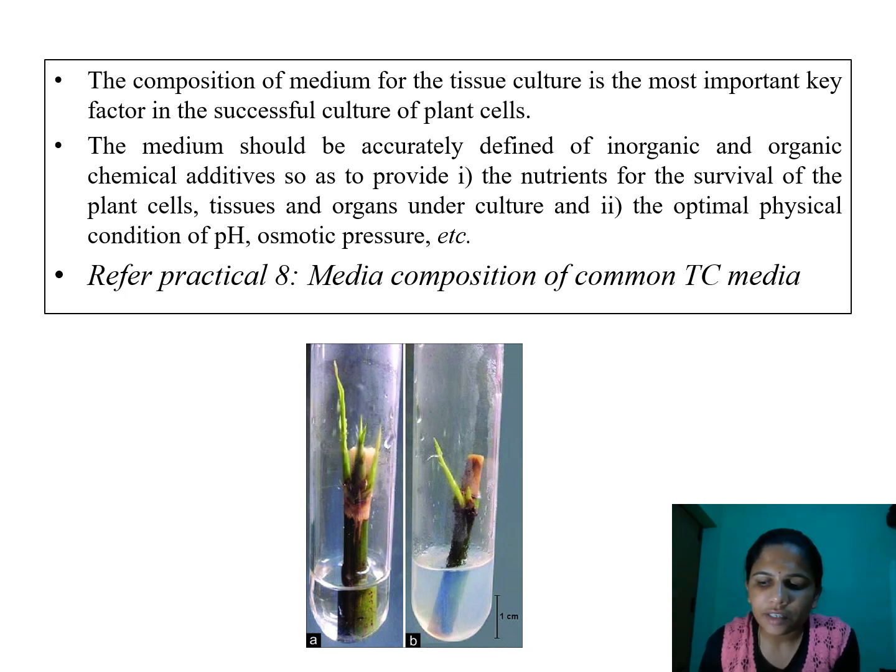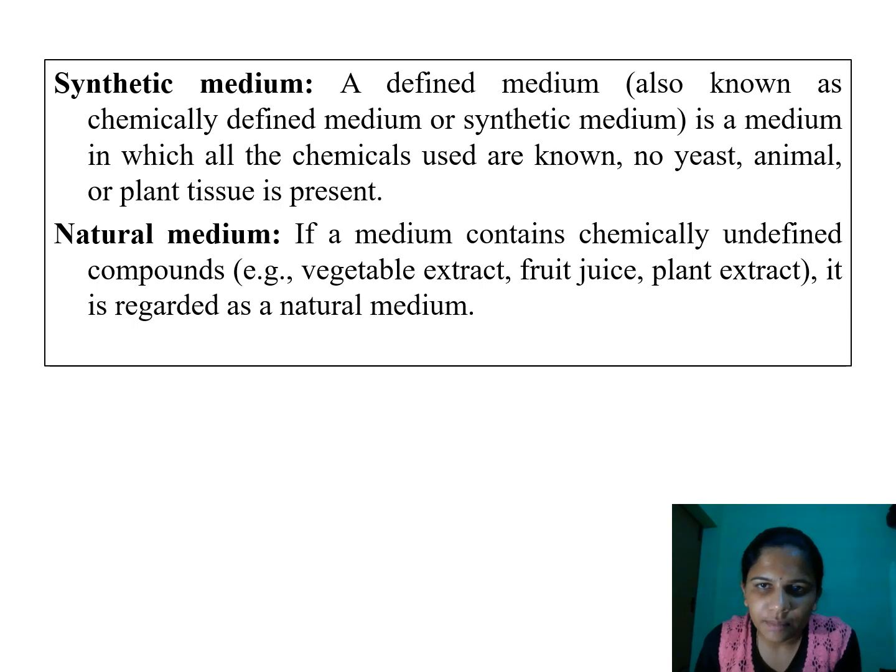So here we will see what is synthetic medium and what is natural medium. Normally the synthetic medium, or synthetic media, is defined as the media which contains all the chemicals except yeast or animal or plant tissue. No yeast or animal product or plant tissue is present in the synthetic media. It contains all the elements in an inorganic form.